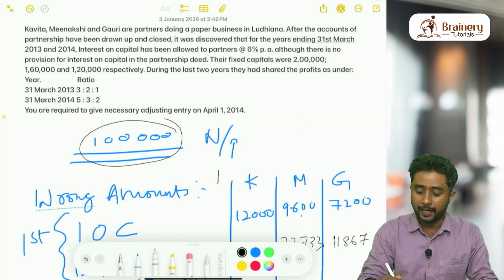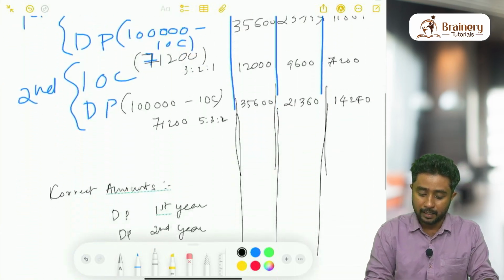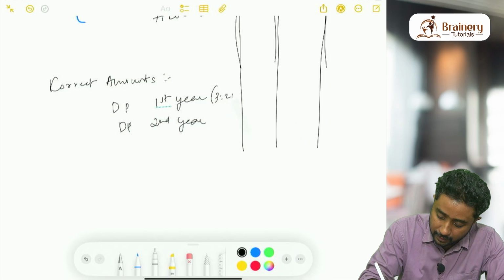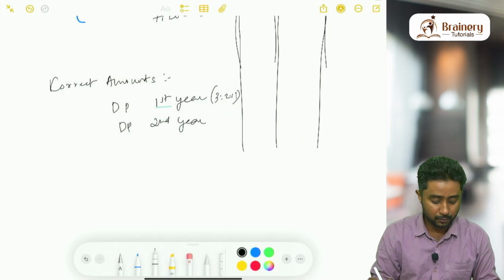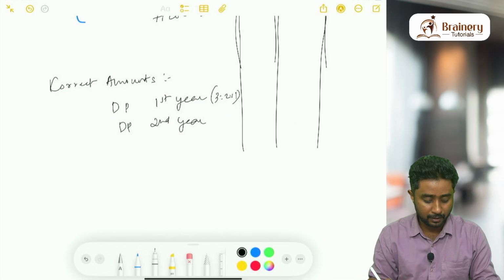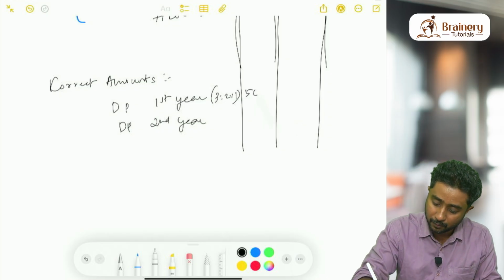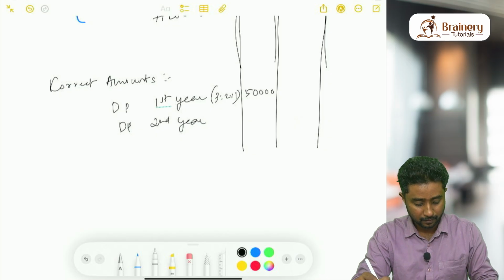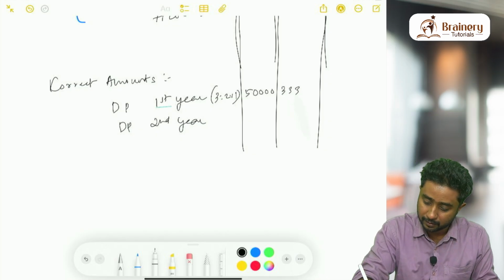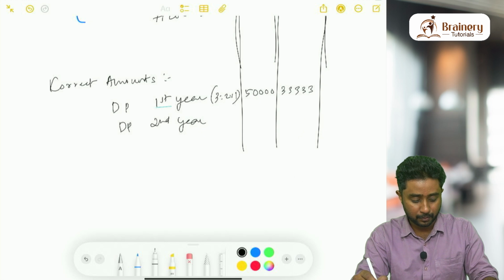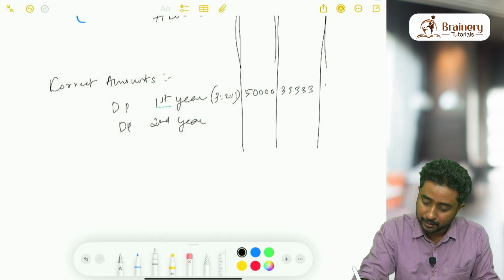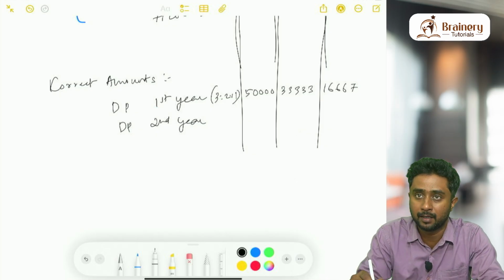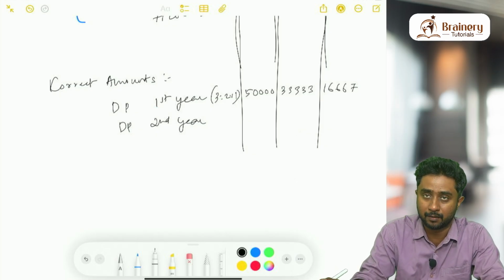That means the 1 lakh net profit which we have assumed, we will be sharing completely in the ratio of 3:2:1 in the first year. That means 1 lakh into 3 by 6 will be for the first person, and 2 by 6, 33,333 will be for the next person, and 1 by 6, 16,667. 16,666 will come; I have recorded it as 16,667 after rounding it off.